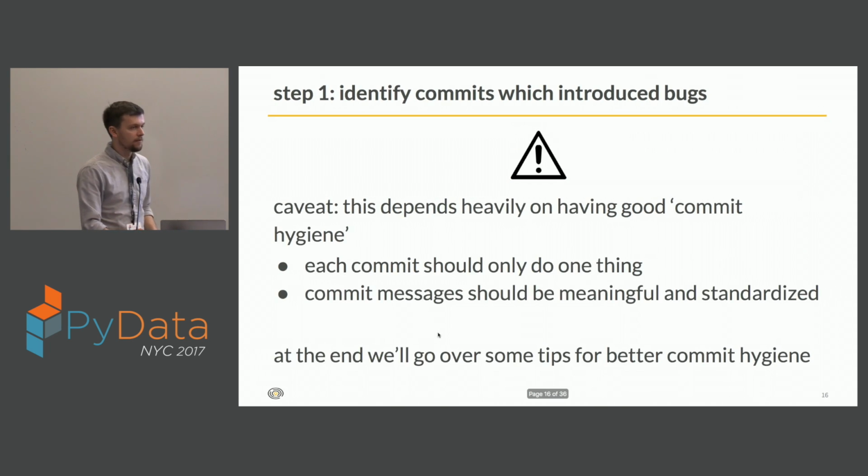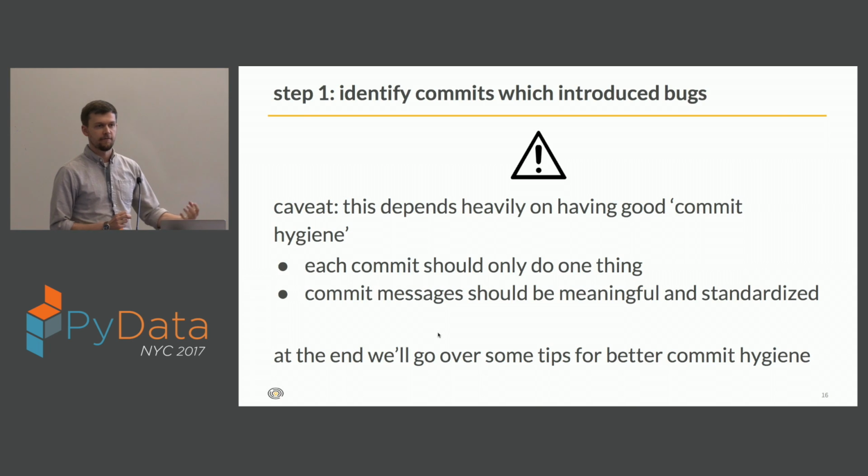Now, this comes with a big caveat: all of this only works if you have very good commit hygiene. Commit hygiene is the idea that each of your commits should only do one particular thing. So if I have a commit that I've labeled as fixing a bug, it should only have changes that are related to fixing that bug.